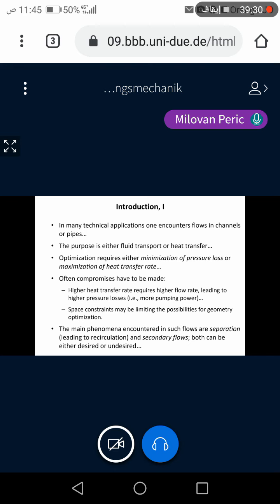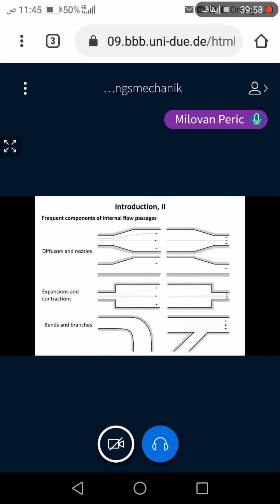And so what we can see as a basic flow phenomena in these piping or duct systems is that you may get flow separation locally, and you may get secondary flows. We will mention separation today, and secondary flows will be topic in next slide. Now, both of these can be sometimes desired, but usually they are undesired, because I will mention later features which come up.